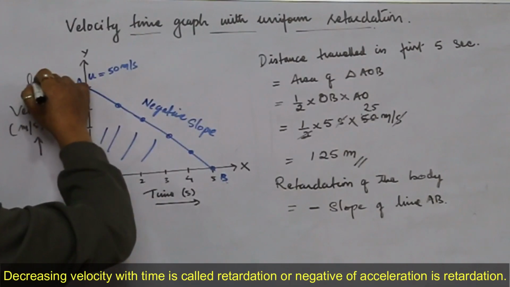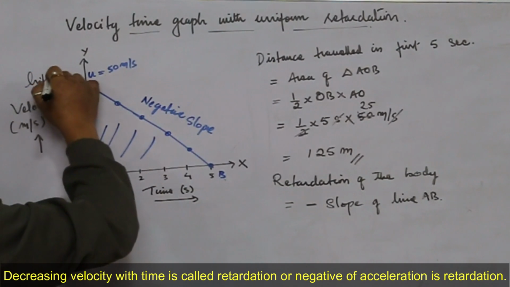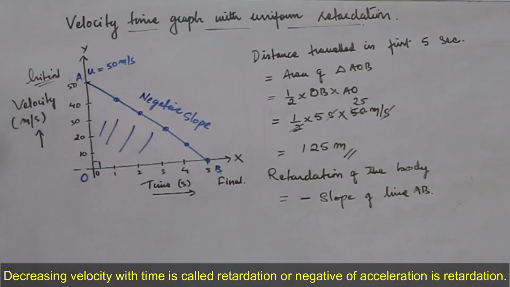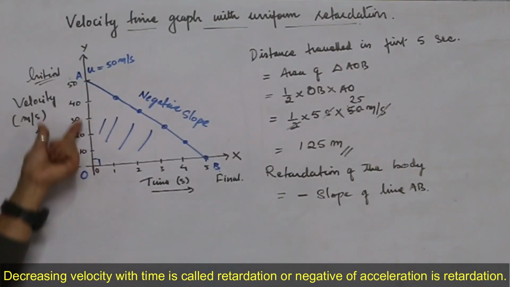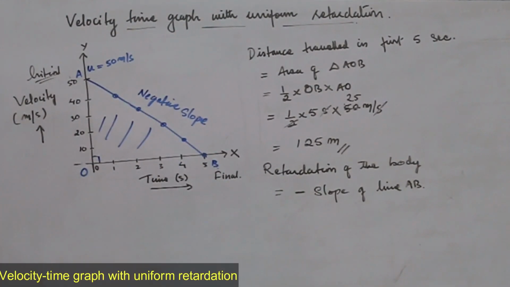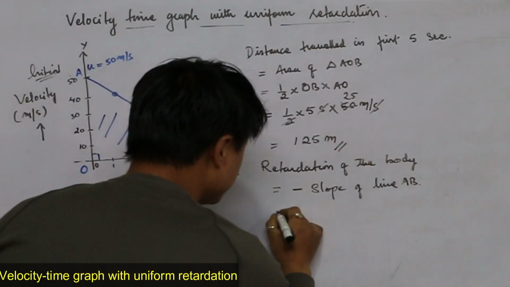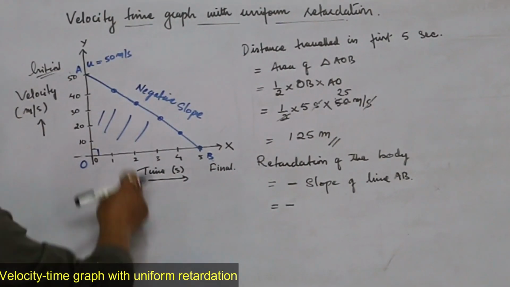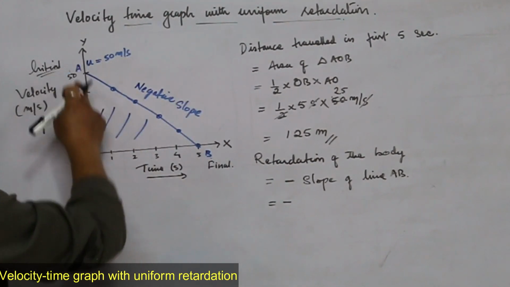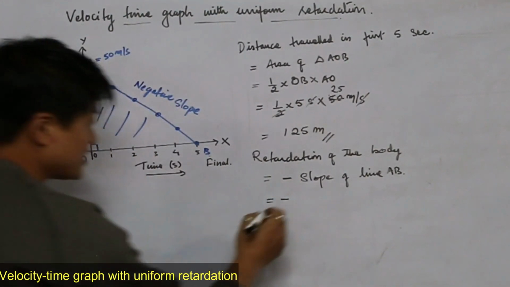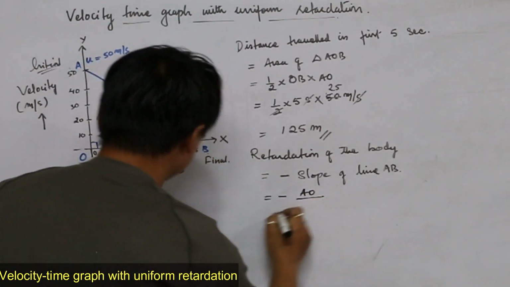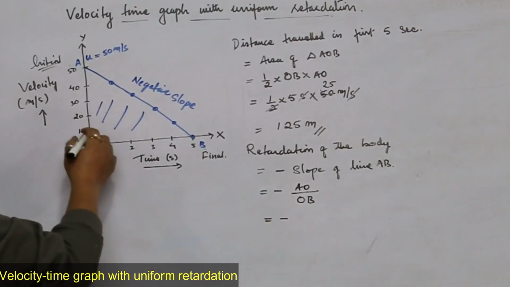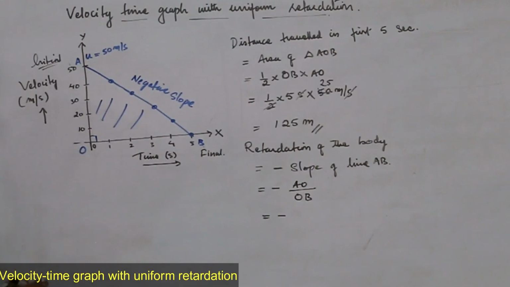So here this is the initial velocity and the final velocity will be here. And the time is fine. Initial time is 0 second and the final time is 5 seconds. So here retardation is equal to minus slope of line AB. How much is it here? Slope of line AB can be written as AO divided by OB. Here AO is how much? Initial is 50, final is 0.